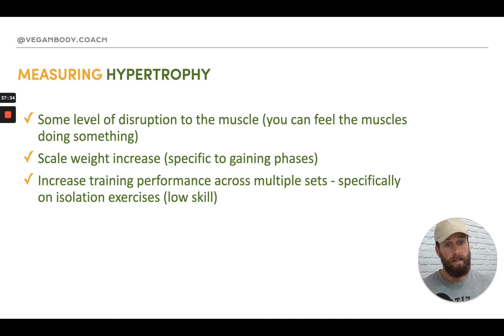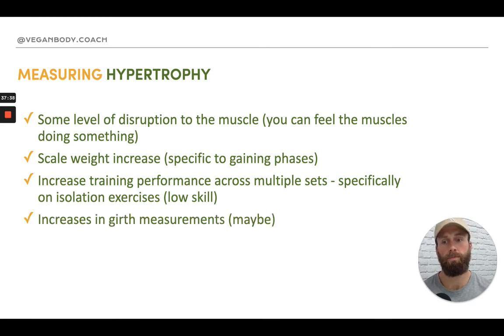And if I'm progressing on that, there's a high chance that that's going to be increases in lean tissue. Another thing you can do is measure your body parts. So if you're seeing increases in girth measurements around your biceps, your chest, your quads, it's a good chance that there's some lean tissue coming on there.